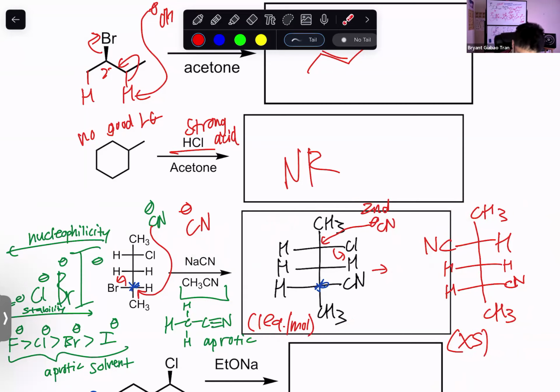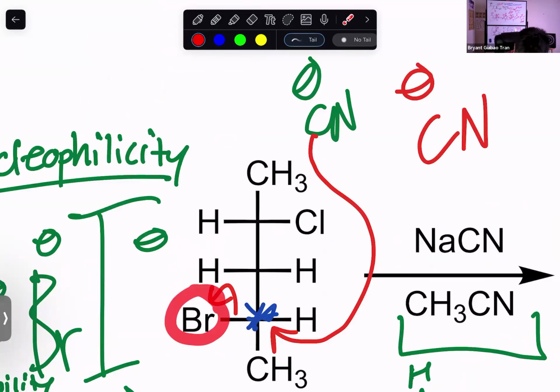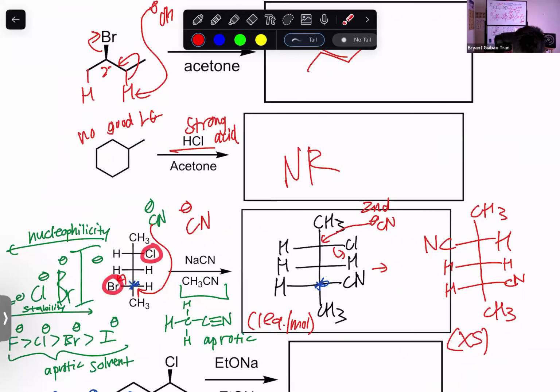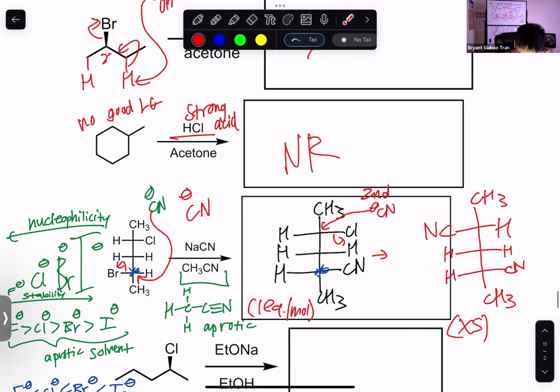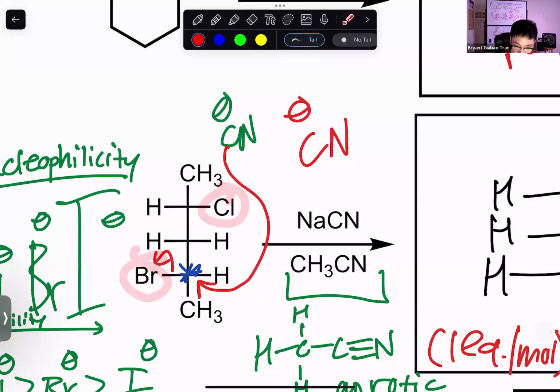And you'll only have to worry about that if there are multiple leaving groups like this, right? In most of the reactions that you get, there's only going to be 1 good leaving group. So you only have to worry about that once. But because this has 2 good leaving groups, then you have to worry about which one's the better leaving group.